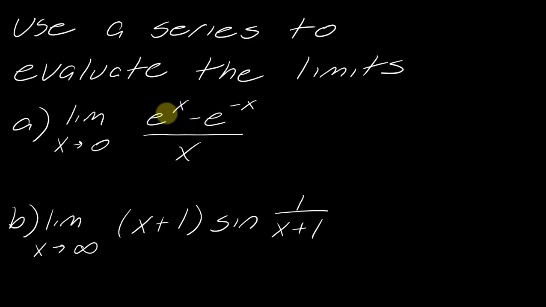The first one is going to give me 0 over 0. And then the second one is going to give me a funkier indeterminate form. So as x goes to infinity, this is infinity. And then this will be sine of 0, which is just 0. So infinity times 0 is its own indeterminate form, right?